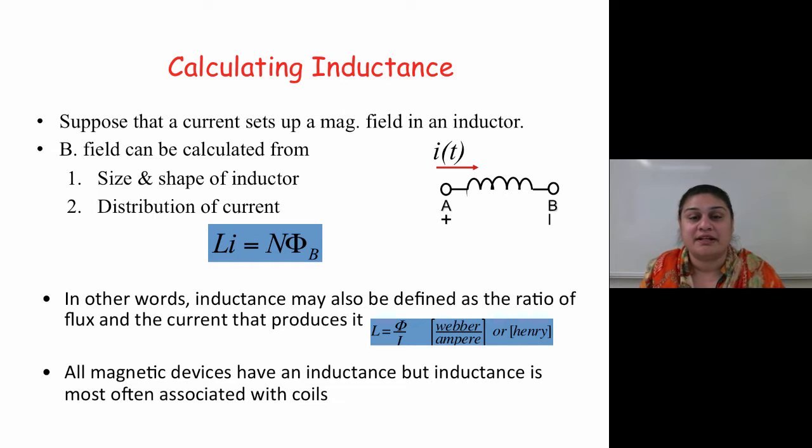So how do we calculate the inductance? Suppose that a current sets up a magnetic field in an inductor. The B field can be calculated from the size and the shape of the inductor and the distribution of the current. So inductance, Li equals N phi, where phi is the flux, N is the number of turns, I is the current, and L is the inductance. In other words, inductance may also be defined as the ratio of flux and the current that produces it. All magnetic devices have inductance, but inductance is most often associated with coils.